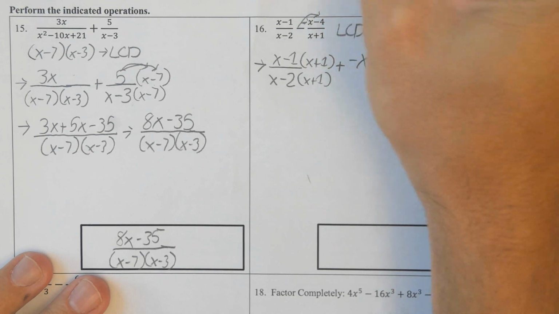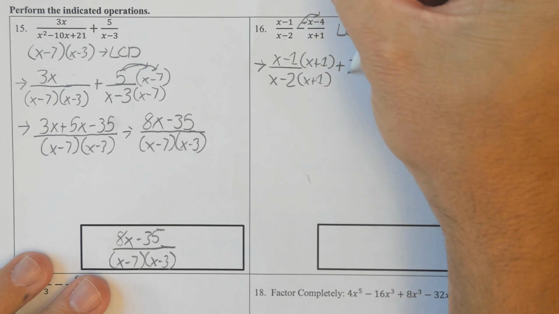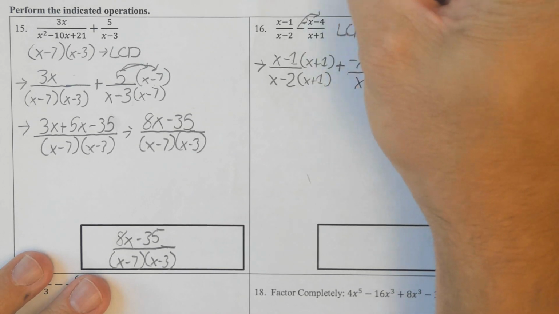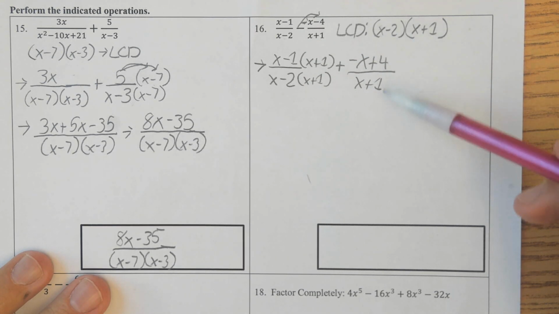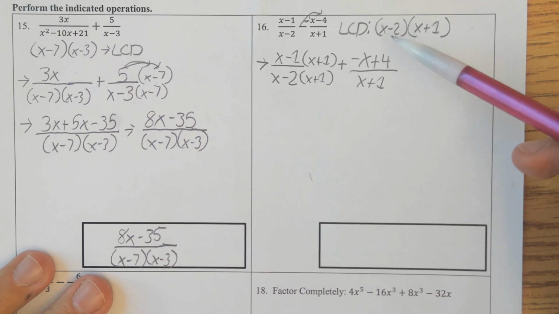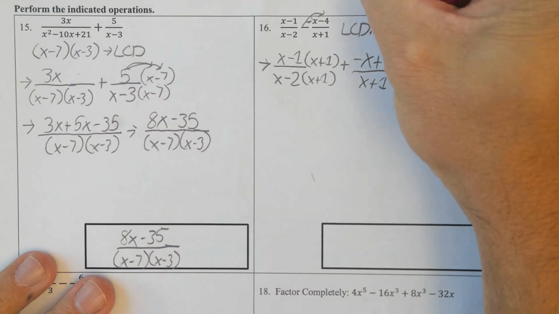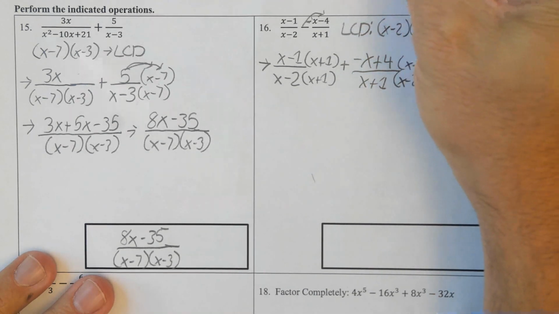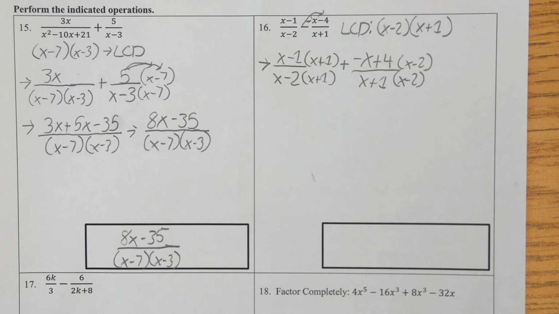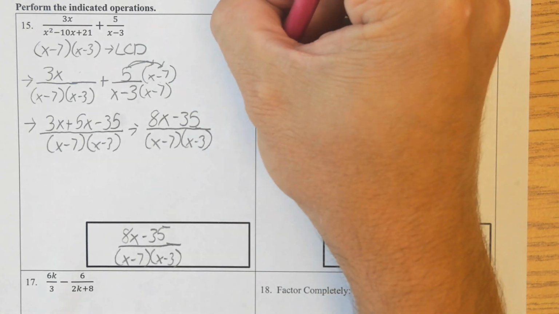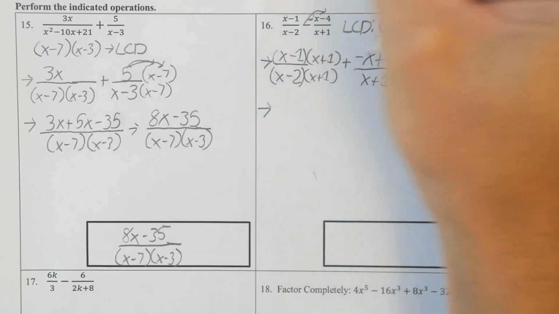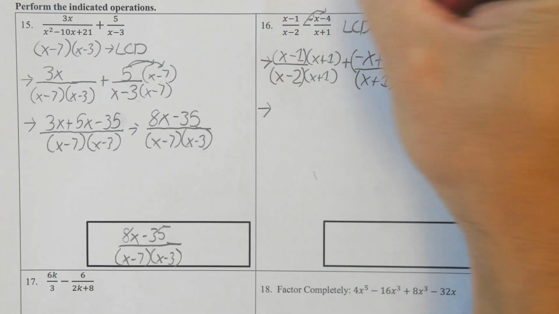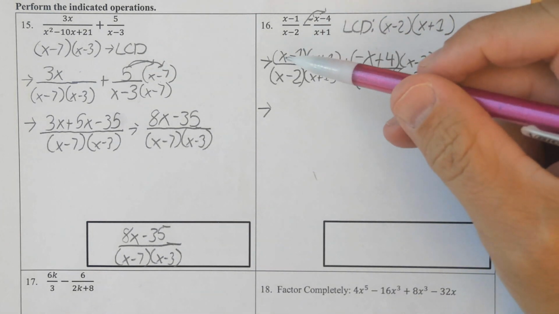So I'm going to have a negative x plus 4 over x plus 1. Now again, I'm trying to get this denominator to look exactly like this. So I'll multiply the numerator and the denominator by what I'm missing. I'm missing that x minus 2 from this. Okay? Now there's going to be a lot going on here because now what am I doing? I'm foiling. I am foiling.